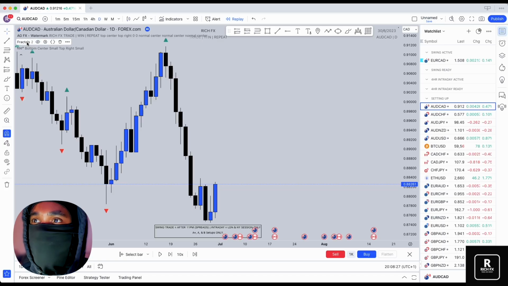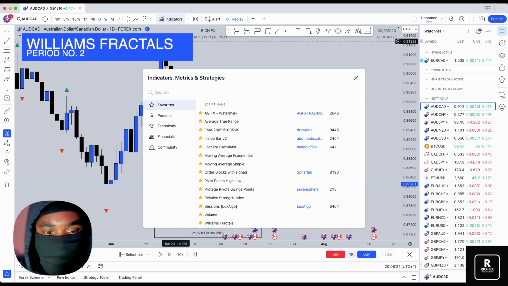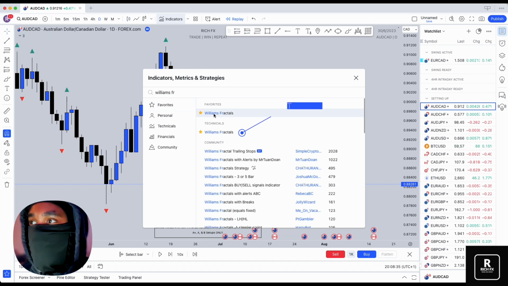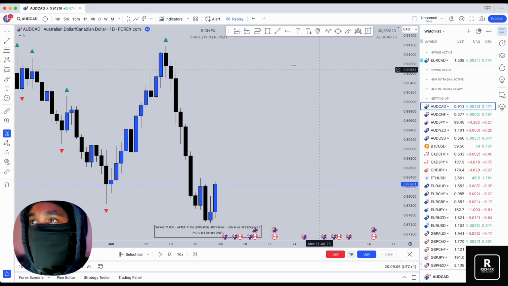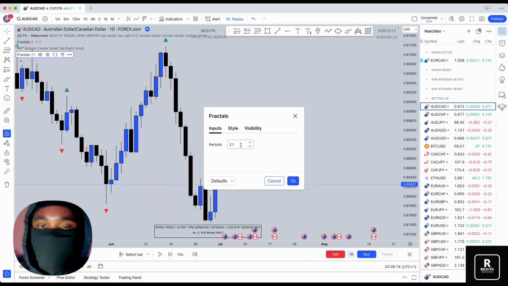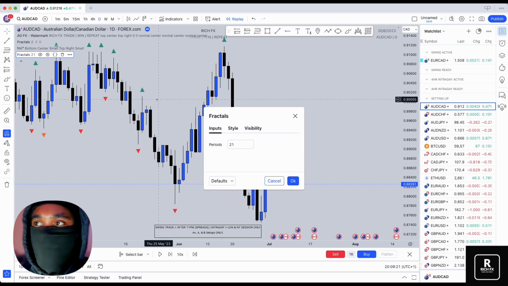Now the indicator is called Williams Fractals. So what you want to do is click on the indicators and type in Williams Fractals. It's going to be the very first one. Once you've done that, you click on that and then you choose your settings. Immediately, it will give you a default period of 21. Basically, what that means is every 21 candles, it will show up with either a green triangle or a red triangle, depending on what symbol you've put. In this case, I've got triangles, so it will show up every 21 candles.